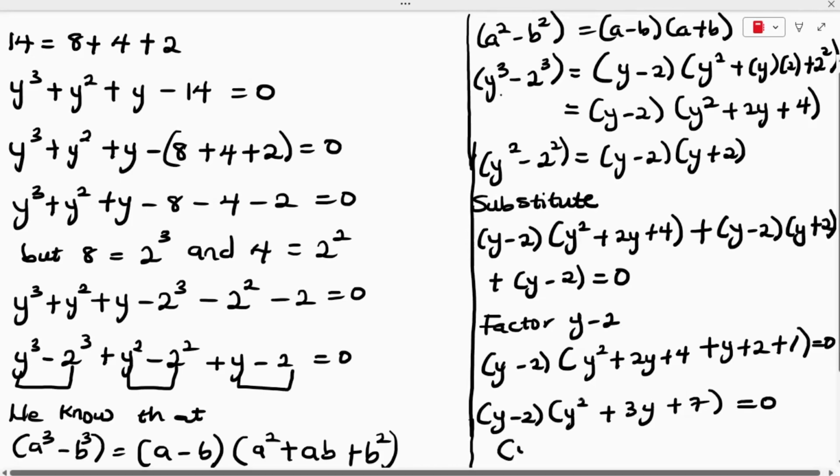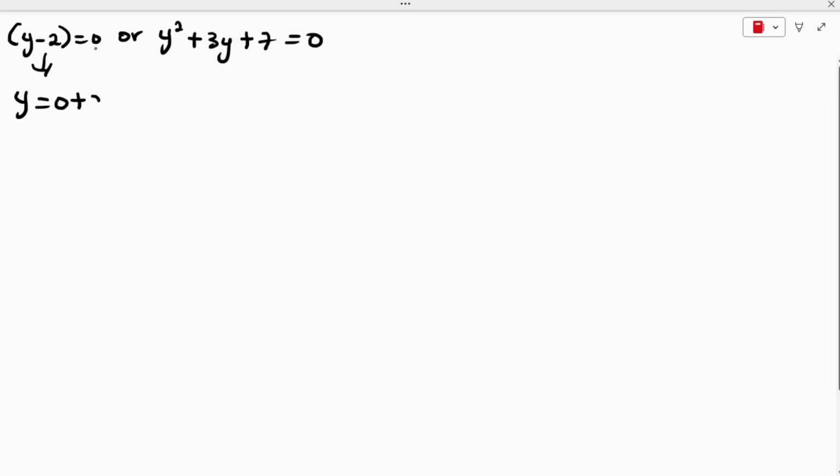So from this, we have that y minus 2 is equal to 0, or y squared plus 3y plus 7 is equal to 0. Alright, so we already know that we have y minus 2 equal to 0, or y squared plus 3y plus 7 is equal to 0. So for this right here, we have that y is equal to 0 plus 2, and y is equal to 2. So we have this right here as the first value.